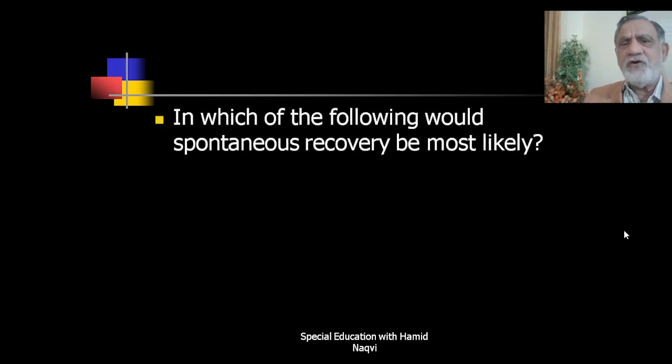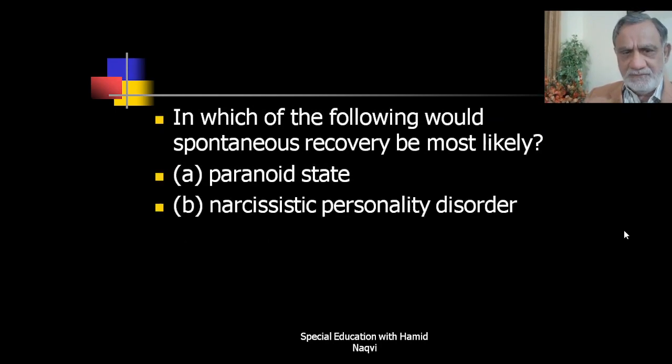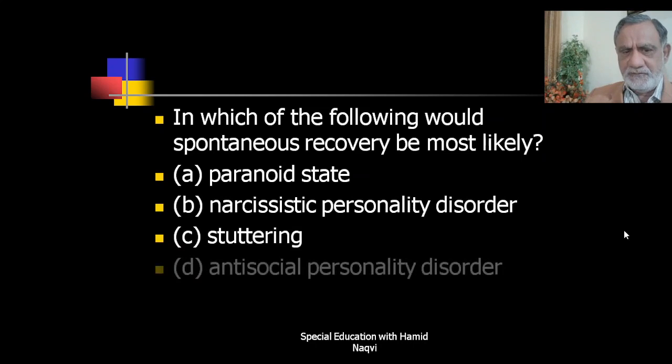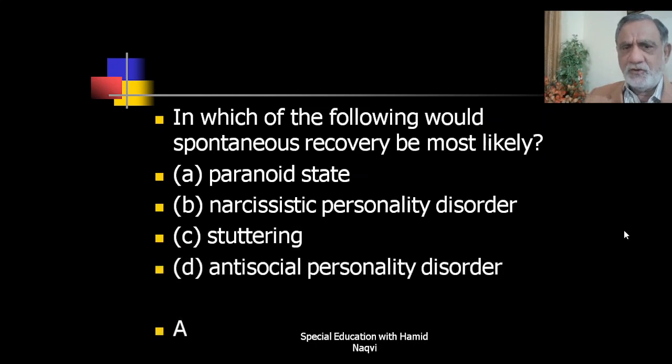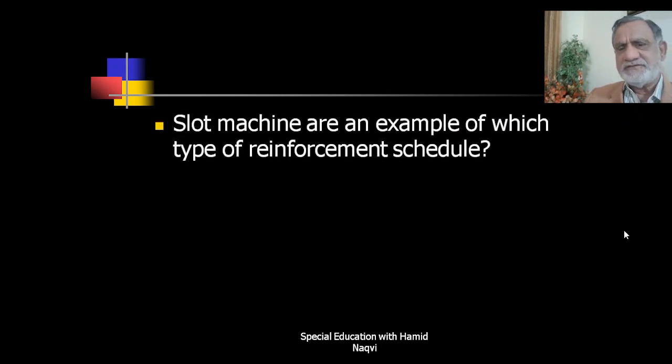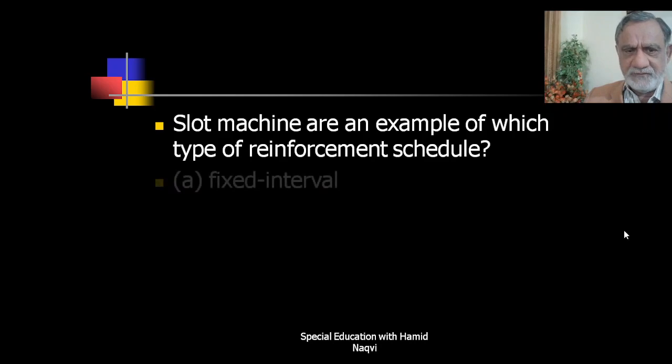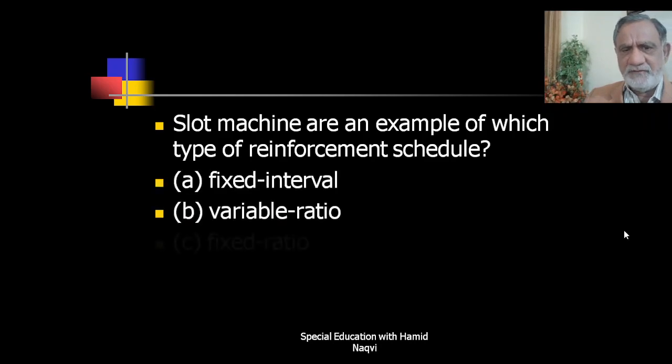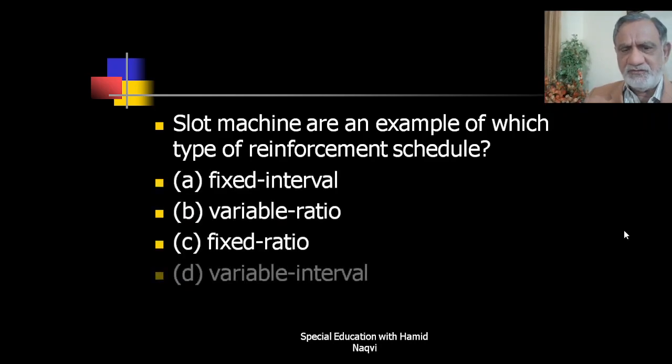In which of the following would spontaneous recovery be most likely? The correct answer is paranoid state. Slot machines are an example of which type of reinforcement schedule? Fixed interval, variable ratio, fixed ratio, or variable interval? Correct is variable ratio.